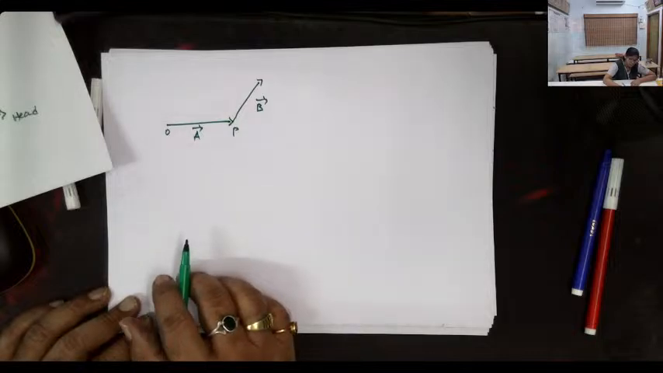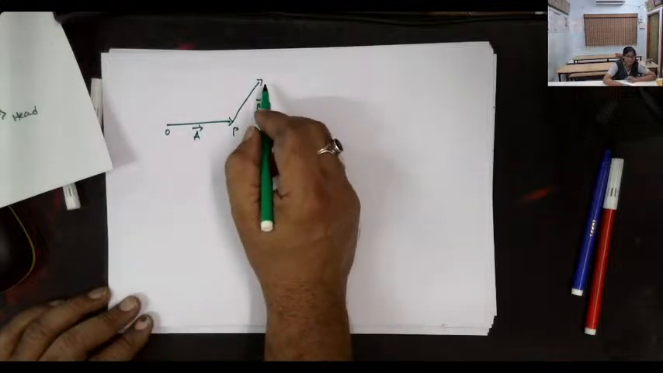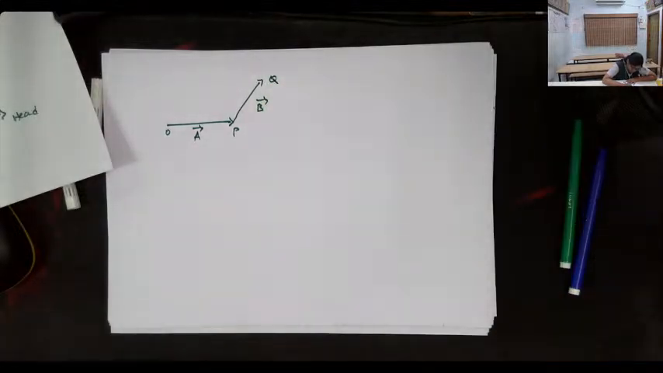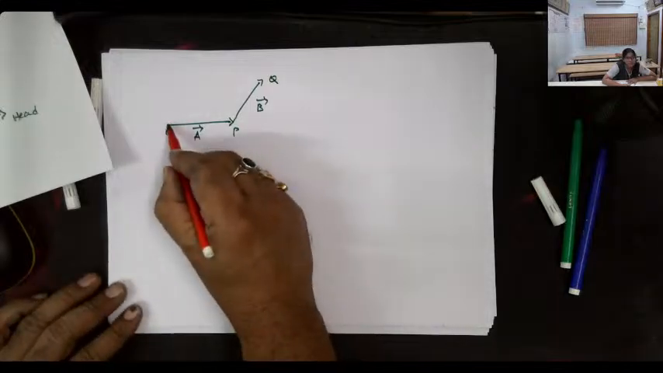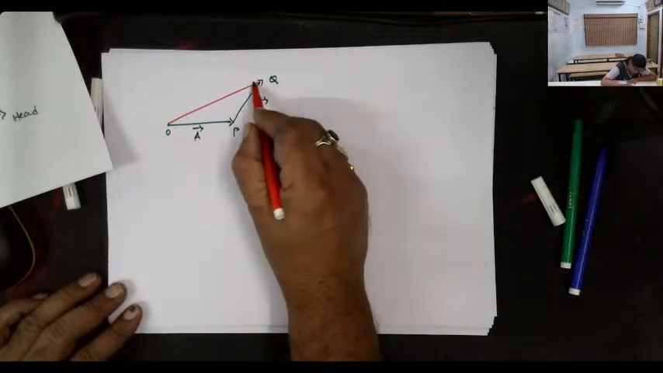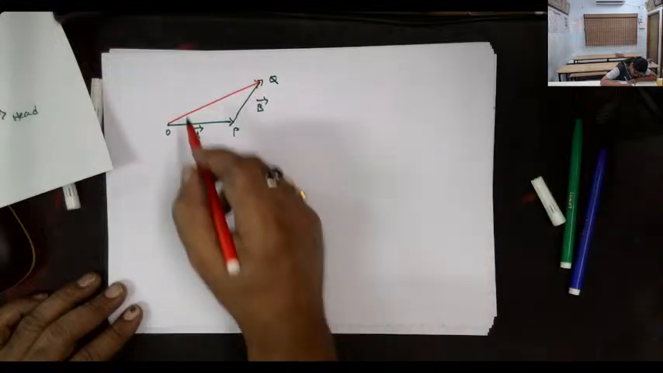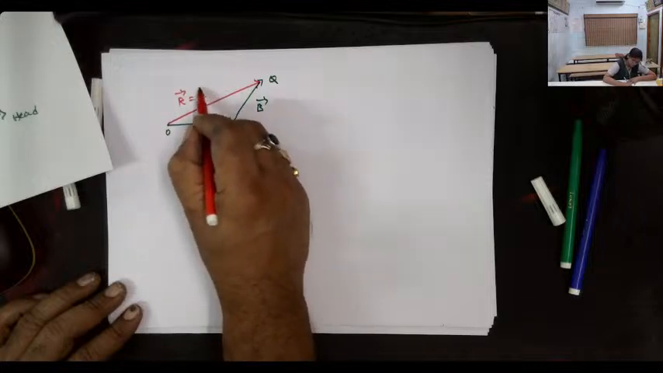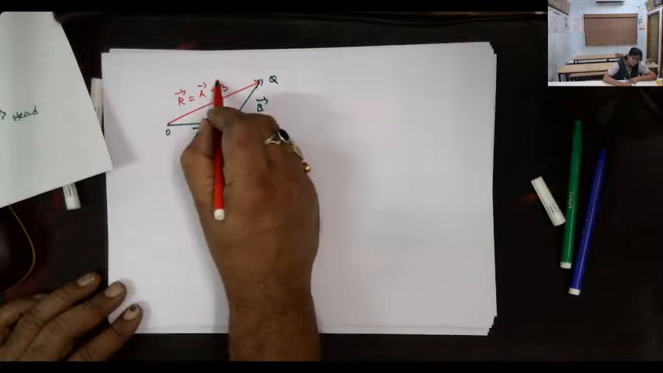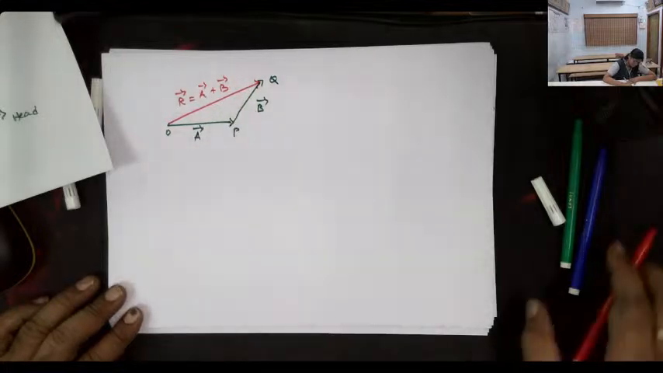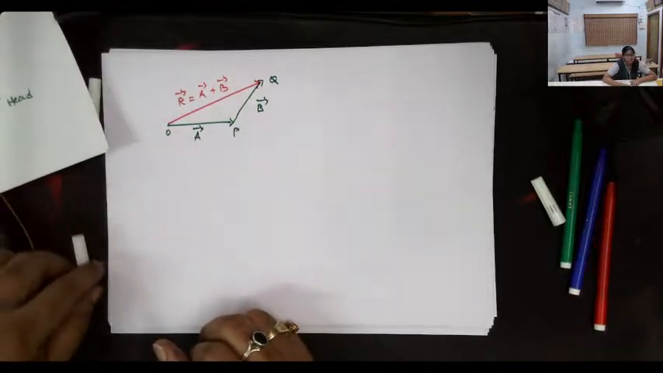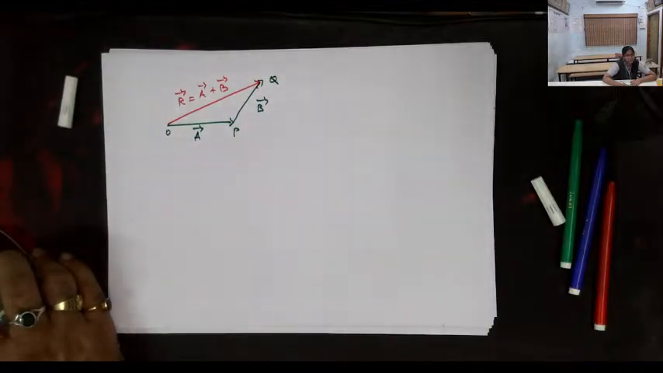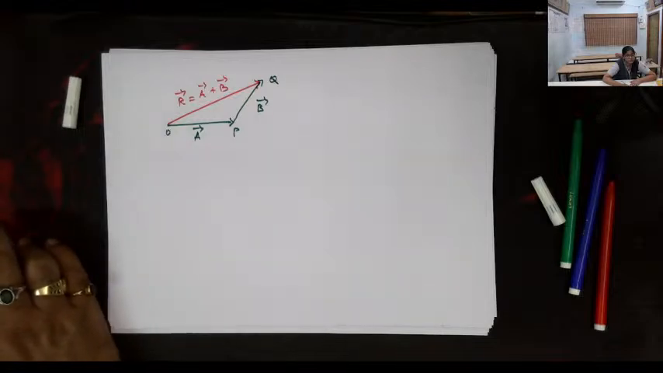Okay. Now let me call it Q, and the resultant vector is addition of A and B. R vector is equal to vector A plus vector B. Okay, so this is called the triangle law of addition of vectors. Triangle law of addition of vectors.